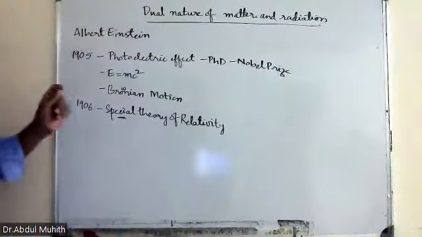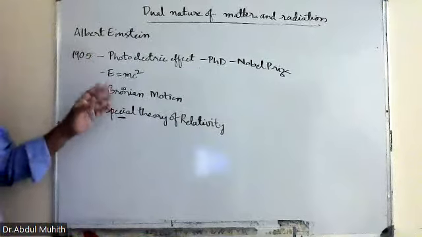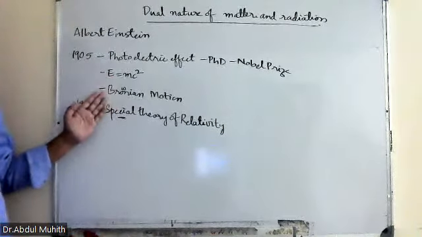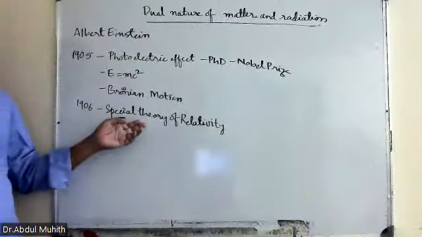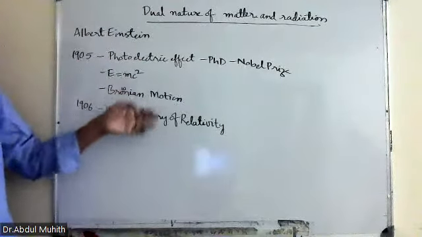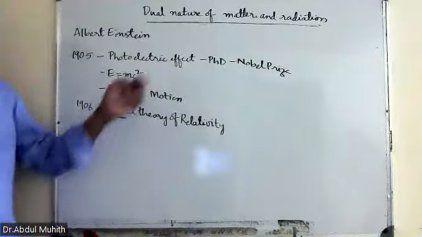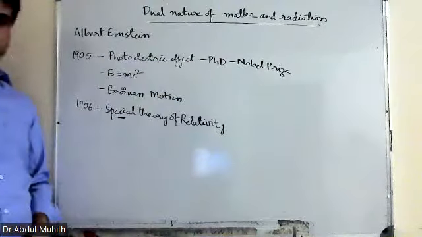See once again here. Albert Einstein in 1905 published three papers which became very famous throughout the world. One is photoelectric effect, second is E equals mc squared, third is Brownian motion. And in 1906, he published the special theory of relativity. He became very famous for this, but only later, after getting the Nobel Prize. He did his PhD on the photoelectric effect, and he got the Nobel Prize also on the same concept.